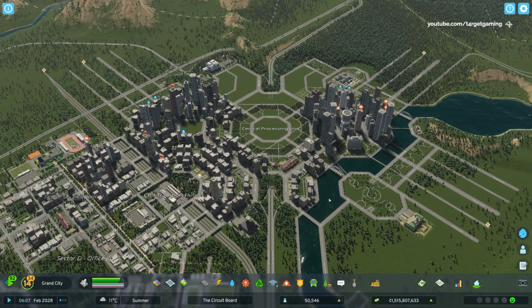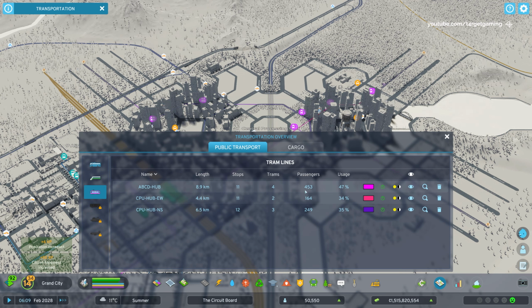Let's take a look at our public transport situation, shall we? Looking at the tram system, it seems to be much more balanced than what we had before. All the lines are below 50%, which is pretty healthy. Their usage is going to increase even further as I develop the city.